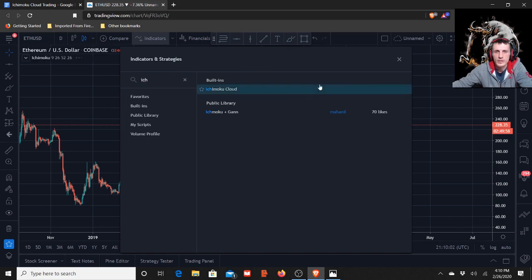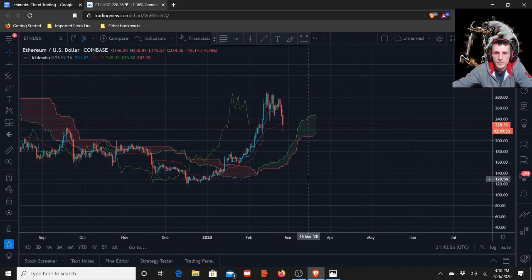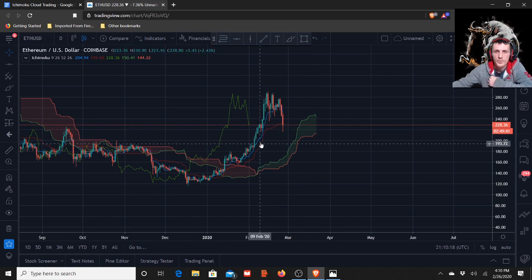Just to see what it looks like. It still looks good. We still have the green line above the red line, so we still are in an uptrend. We are still above the cloud. Our lagging span is in a perfect position on Ethereum. We are not in the price, and we are still above the cloud.